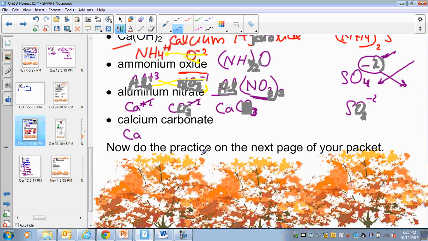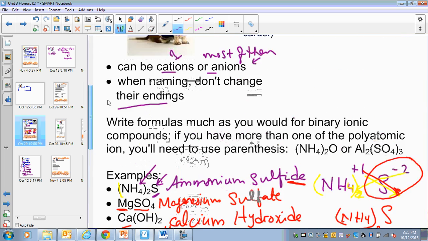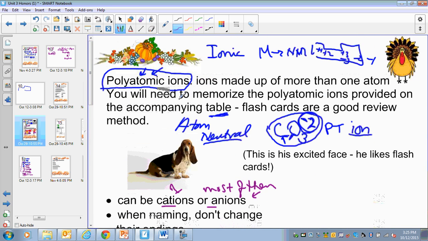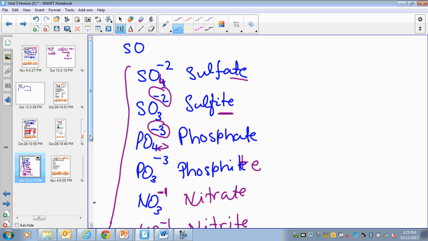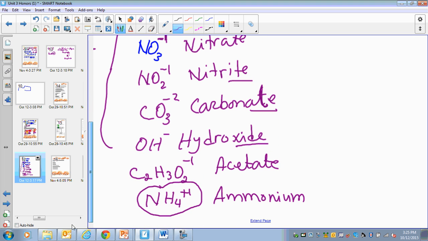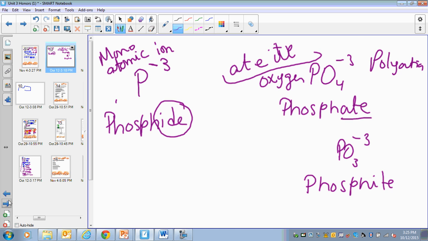You need to practice on the packet of polyatomic ions. Again, keep in mind that the biggest task in this unit is memorizing the polyatomic ions. The rest of it is just the process, and that is not too hard. The polyatomic ions have to be memorized. All of them have to be memorized by next class, no matter what it takes. You can make flashcards, you can write each one of them 100 times, it doesn't matter to me. But they have to be memorized before I see you next time.